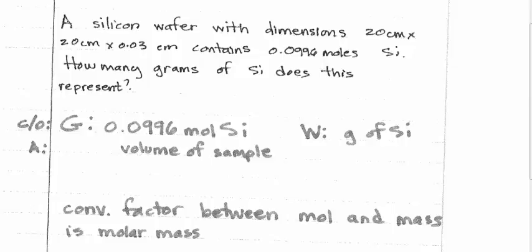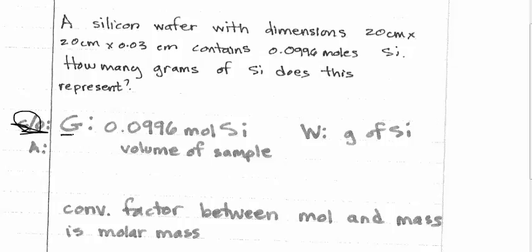So in this problem, we're told that a silicon wafer with dimensions 20 centimeters by 20 centimeters by 0.03 centimeters contains 0.0996 moles of silicon. How many grams of silicon does this represent? So the first thing we want to do is collect and organize our data.